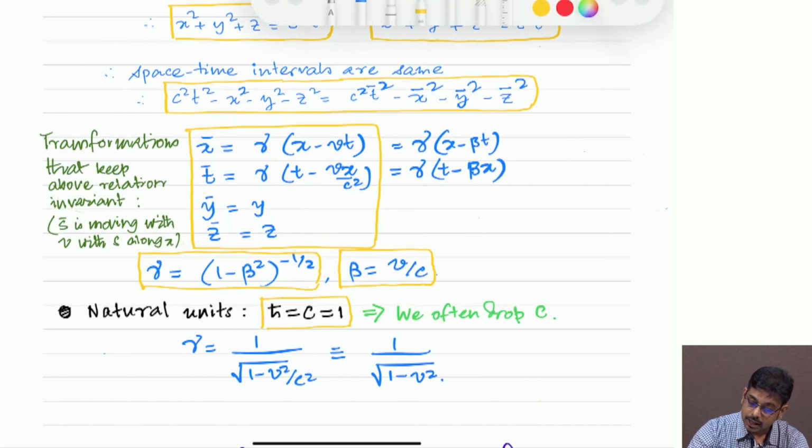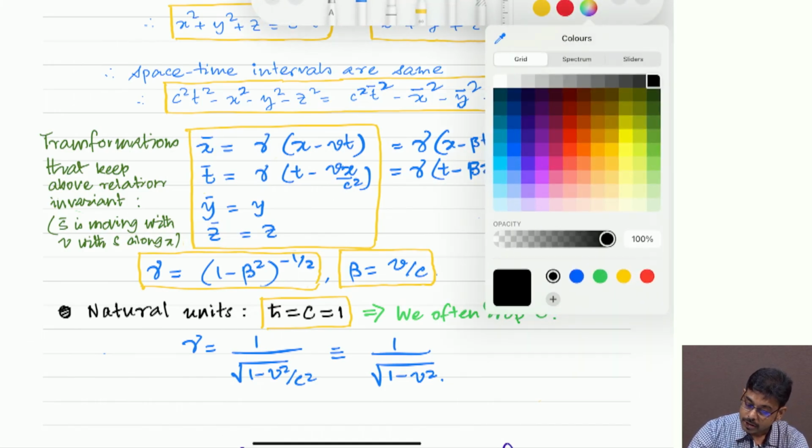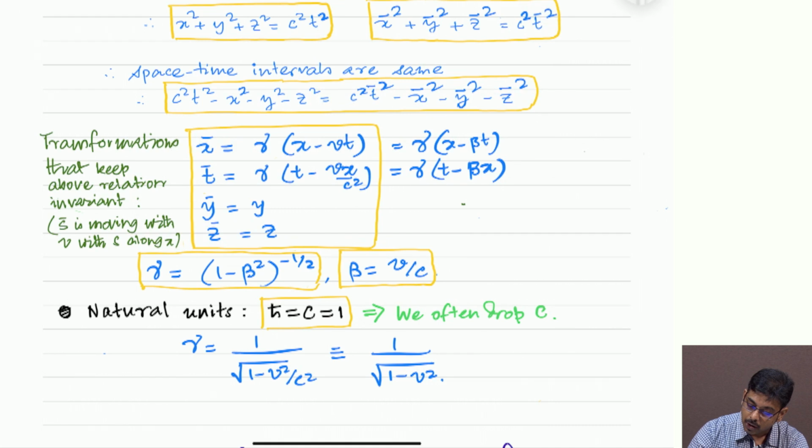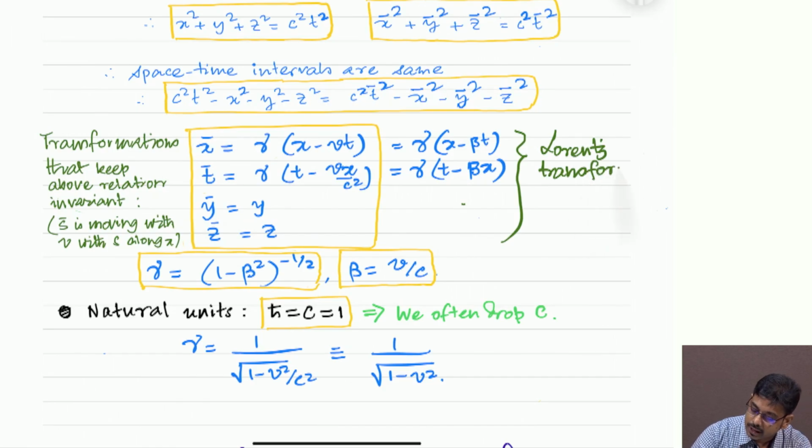Now, the question is, what are these transformations called? And many of you already know that these are called the famous Lorentz transformation. So, these are the transformation which will actually take you from one coordinate system to another inertial coordinate system. Okay. From one coordinate system to the other, which is moving with a velocity v.